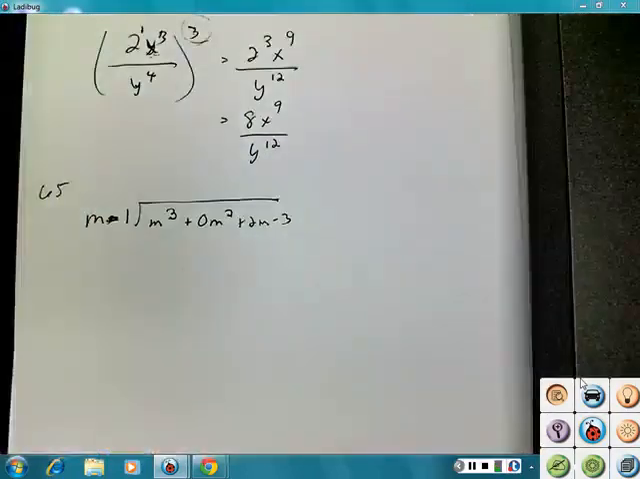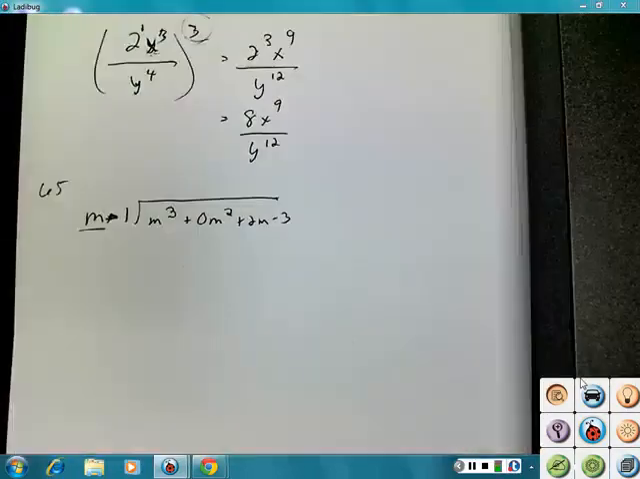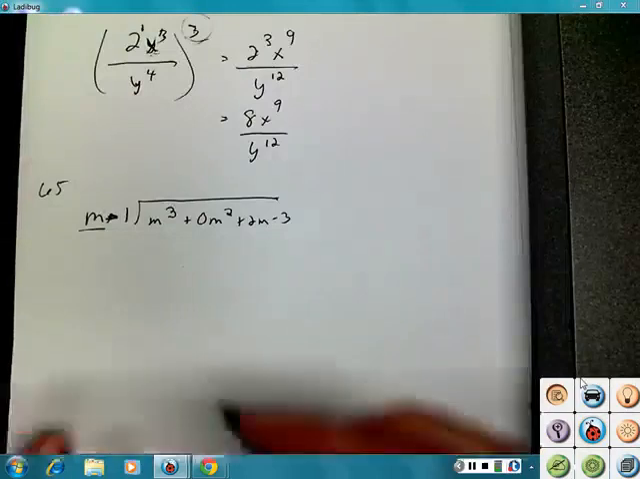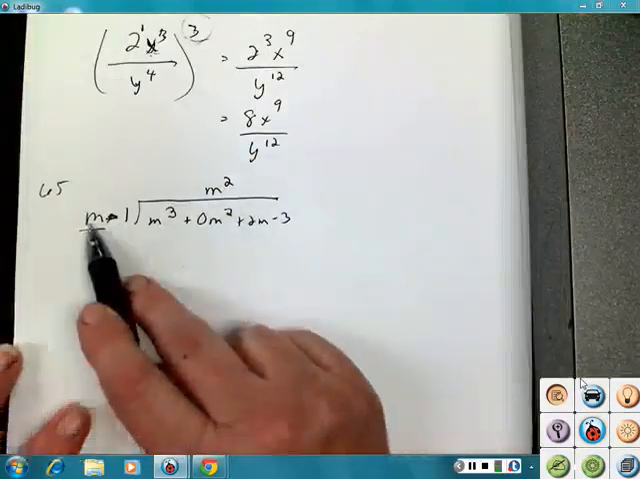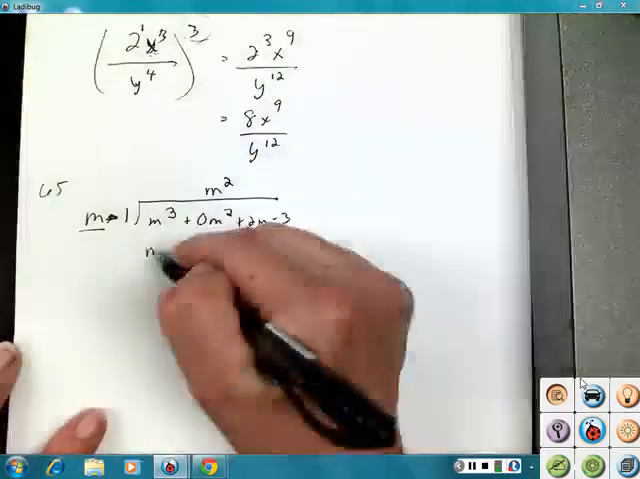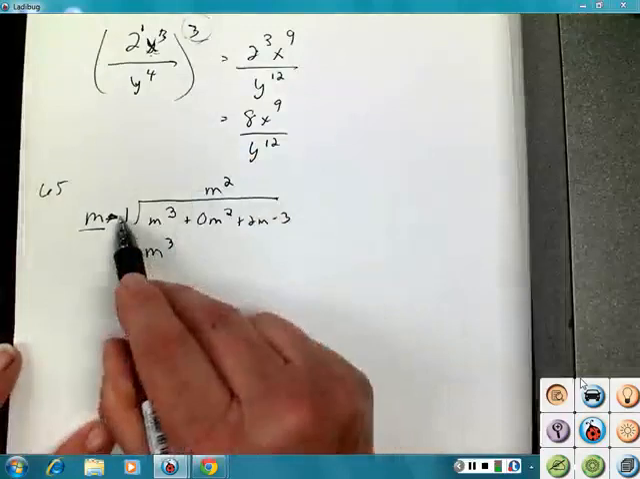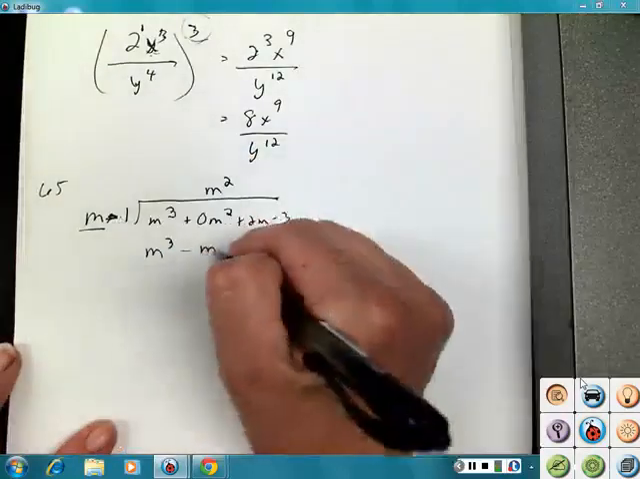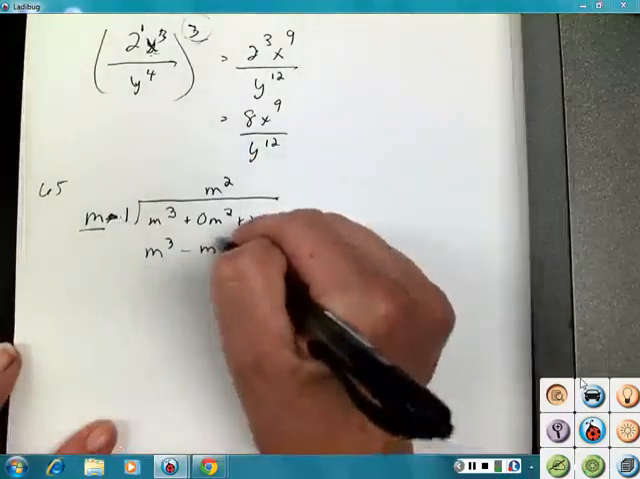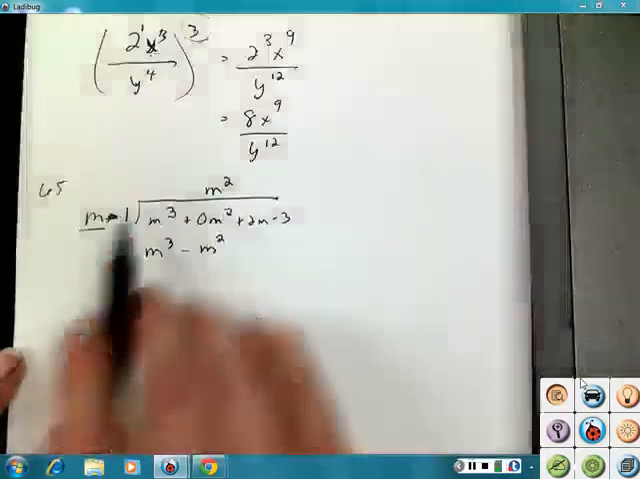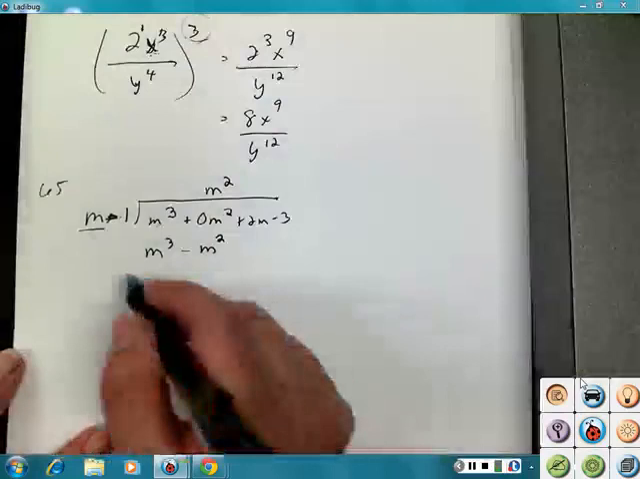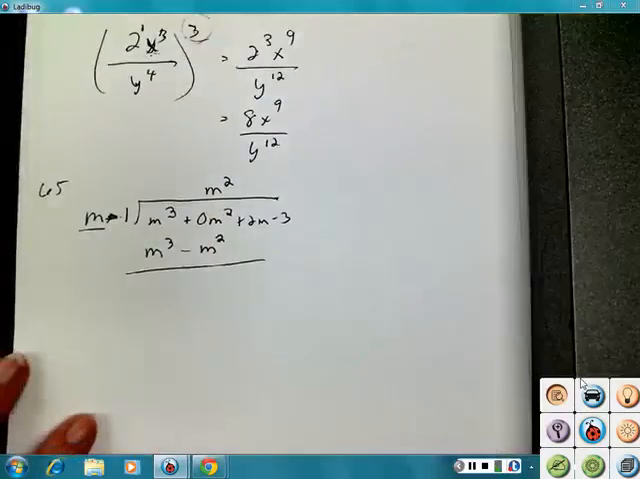Okay? So then I ask myself, what do I got to do to m to make it look like an m cubed? So that would be m squared. Then m squared times m is m cubed. M squared times a negative 1 is negative m squared. Okay. Now I gotta go through and do what?